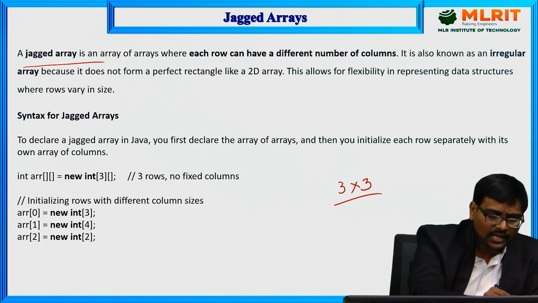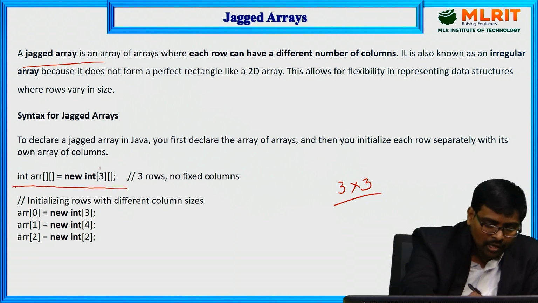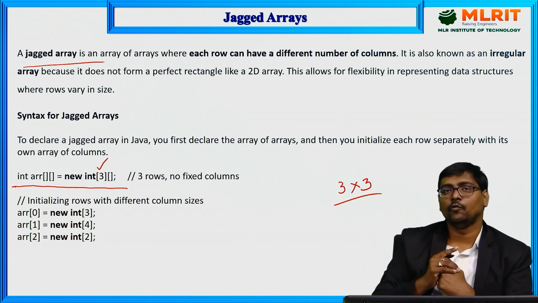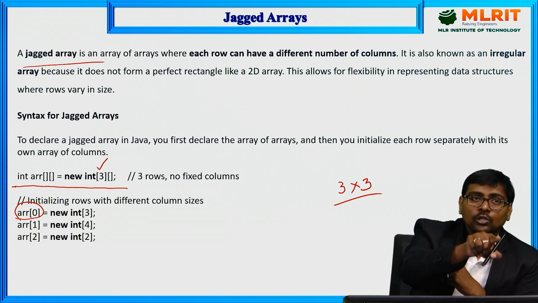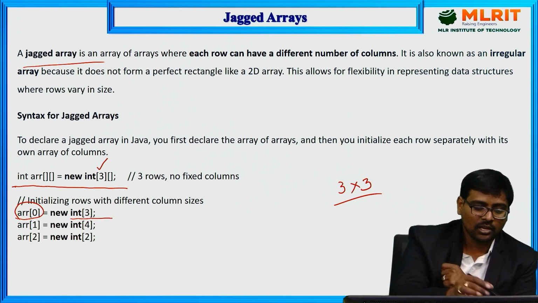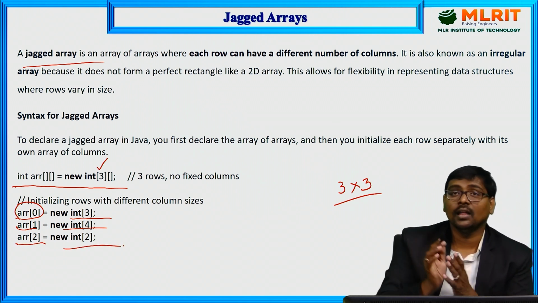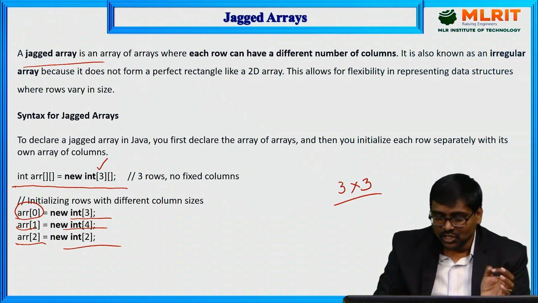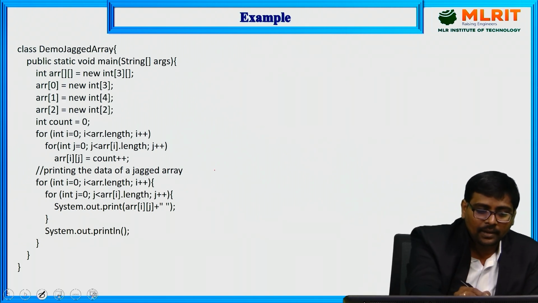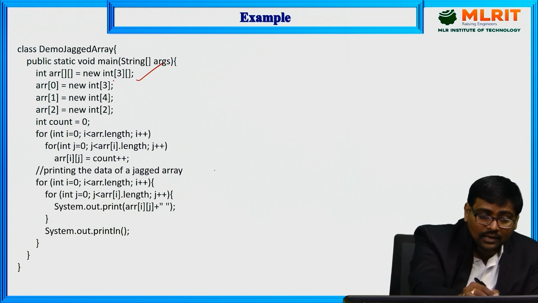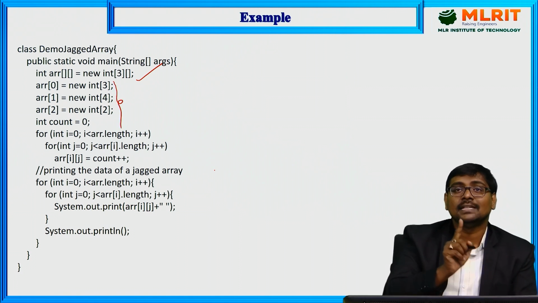Similar syntax: a of is equal to new int of, but while declaring you write only the number of rows. After that, a of 0 means row 0, 3 columns are assigned. Row 1, 4 columns are assigned. Row 2, 2 columns are assigned. Like this, for each and every row, we create the columns separately. See this one? Here I am declaring the array, and after that I am assigning the number of columns to each row separately.